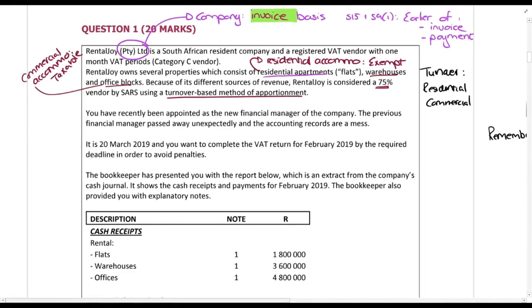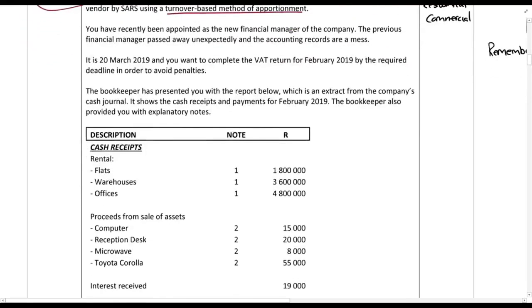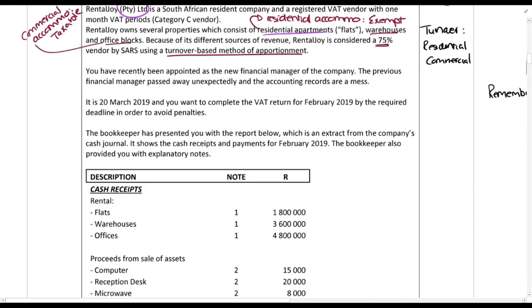Very important just to understand. So you can see this first paragraph gives us a lot of information already. You have recently been appointed as the new financial manager of the company. The previous financial manager passed away unexpectedly, and the accounting records are a mess. It is March 2019 and you want to complete the VAT return for February 2019 in order to avoid penalties. Now remember, if you are doing the February VAT return, the deadline for this is the 25th of March 2019, and if you do it on e-filing, it's the last day.